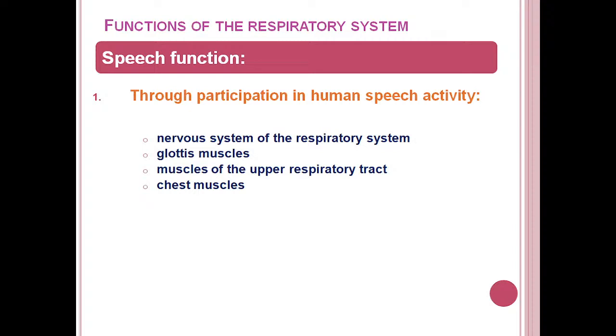Participation in human speech activity. We see what parts of the human body work in this function: the nervous system of the respiratory tract, glottis muscles, muscles of the upper respiratory tract, and the chest muscles.